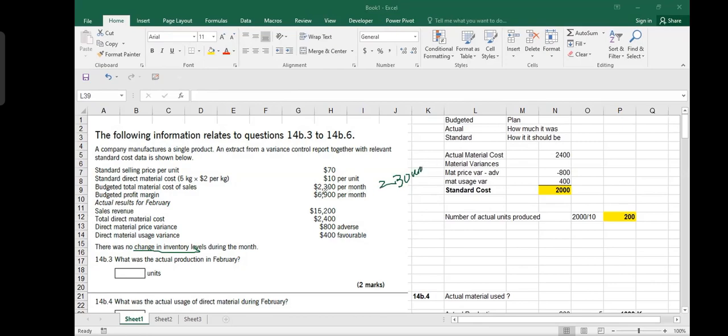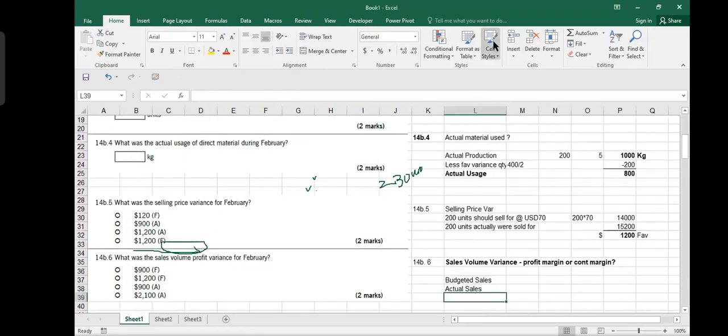How did I calculate? Because they told me that there is no opening or closing inventory difference. Inventory will be the same. It means that all the material which was purchased will be used. 2,300 is the total cost of material, and each unit is taking $10. You divide them and you get 230 units.